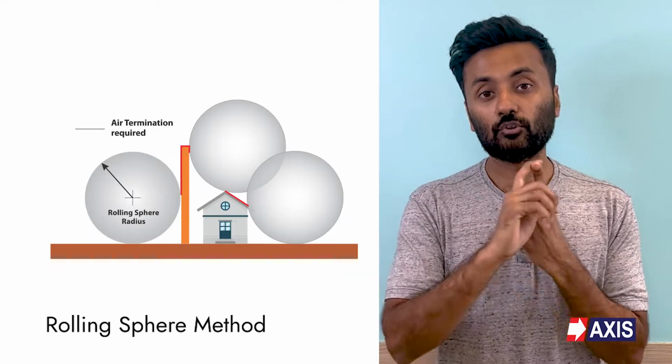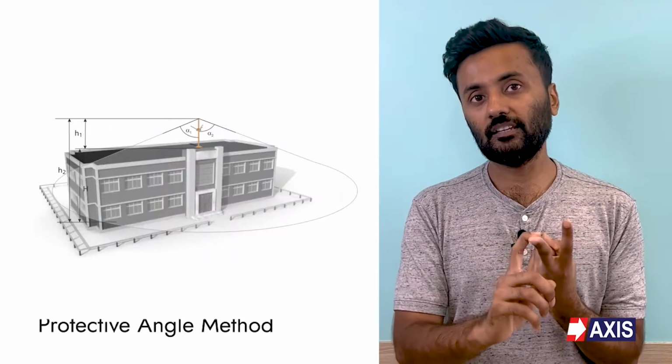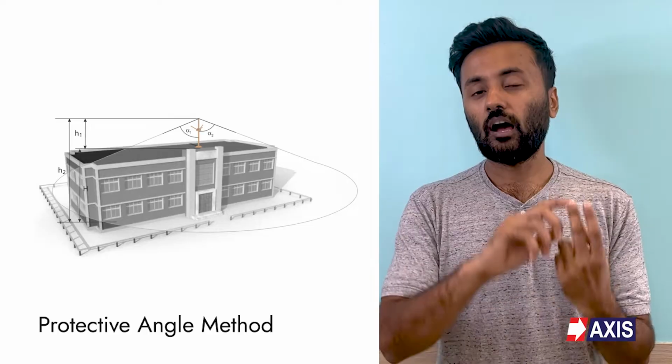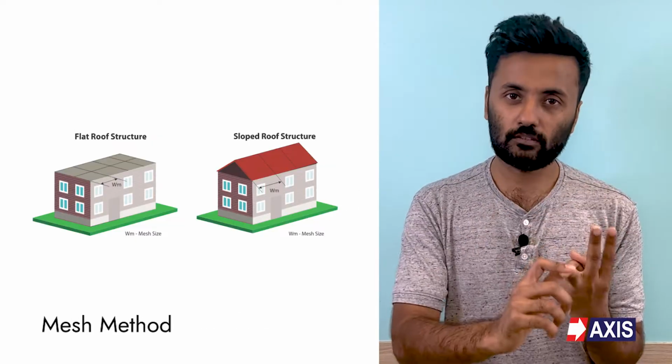The design of the lightning protection system can be done in 3 ways. Firstly, the rolling sphere method. Secondly, the protective angle method. And thirdly, the mesh method. You can understand all these design methods in detail by reading our blog. The link is in the description.